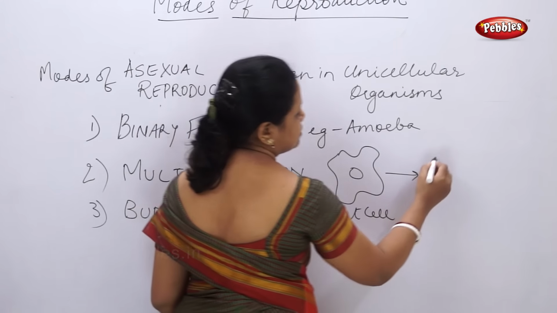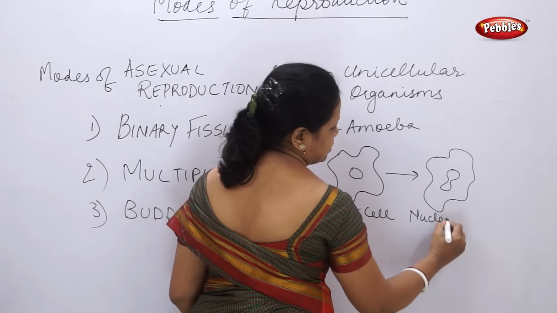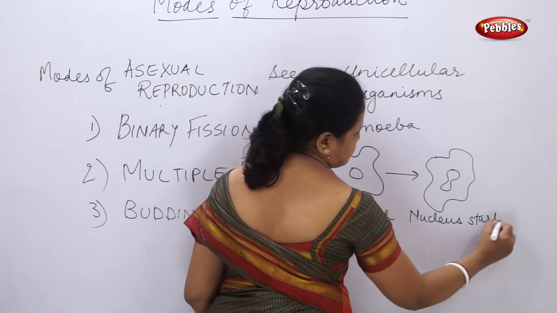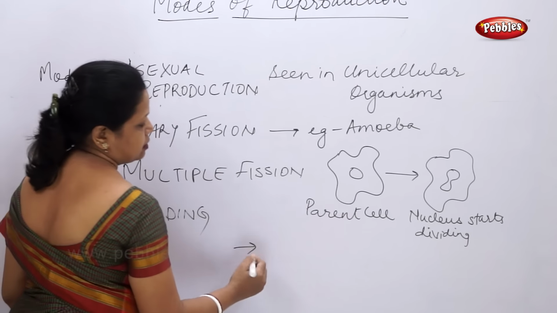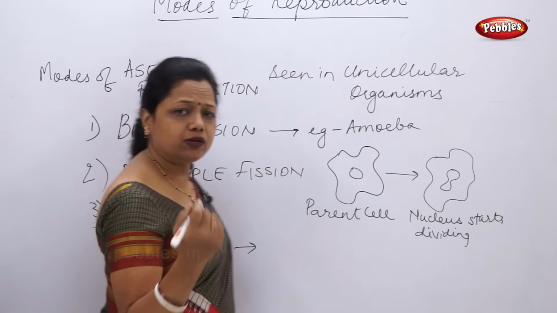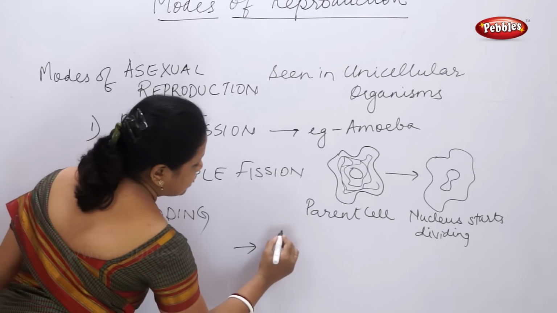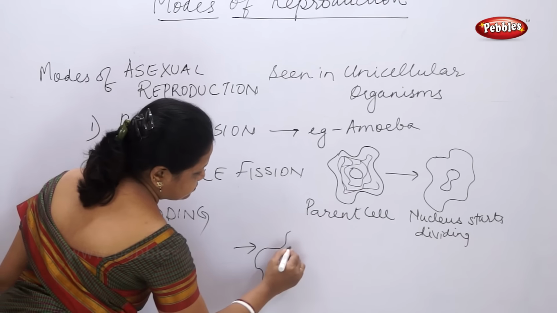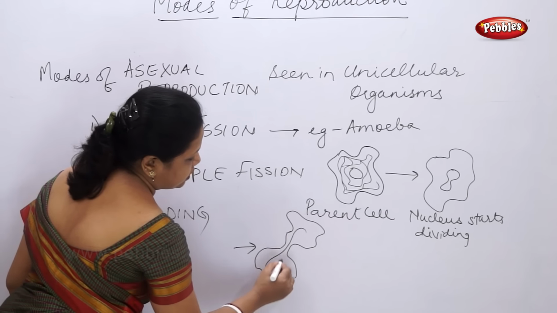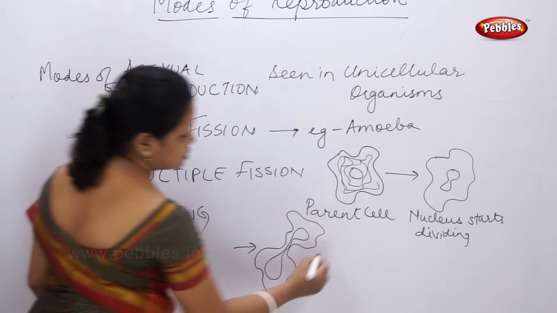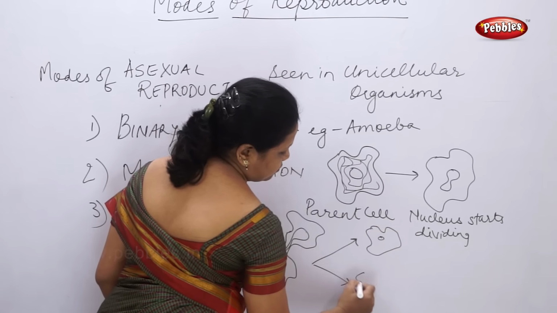Now in this parent cell, what is going to happen? This nucleus is going to start dividing. Then in the next stage, the cytoplasm will start dividing. What is cytoplasm? The part which surrounds the nucleus is called cytoplasm. So this is how it will start dividing, and the nucleus will also almost get divided like this. And at the fourth stage, it will form two daughter cells.